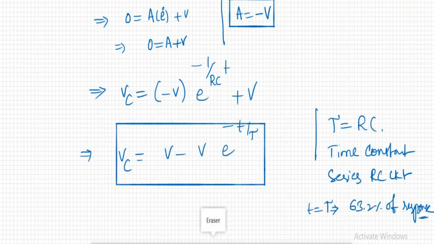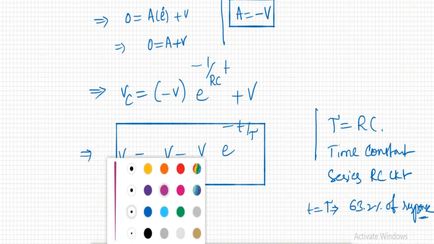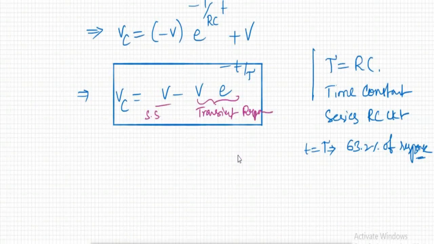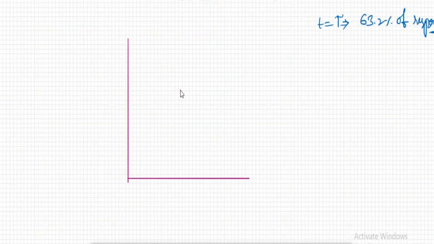The exponential term indicates the transient response of the system, and this constant value indicates the steady state value. Let us see the graph of this voltage across the capacitor over a time period. This is Vc, and this is time t. At t equal to 0, what was the capacitor voltage? It is 0. The capacitor voltage was 0 at t equal to 0.